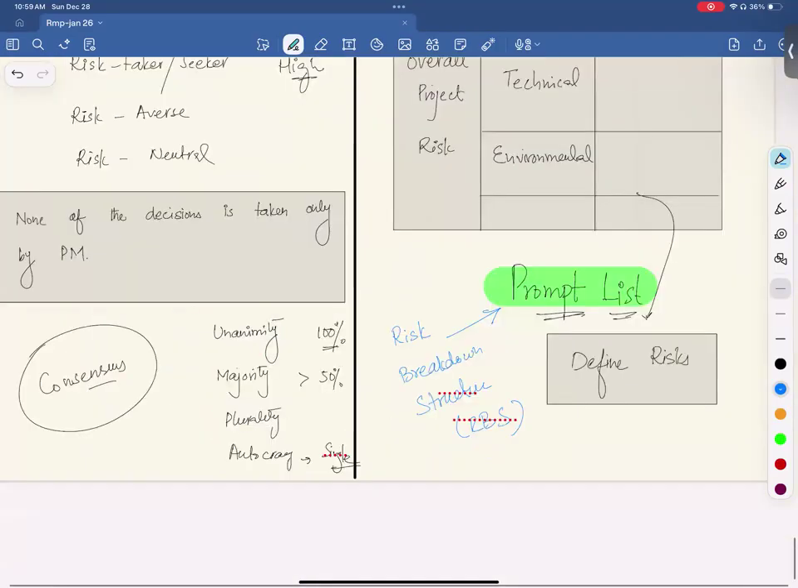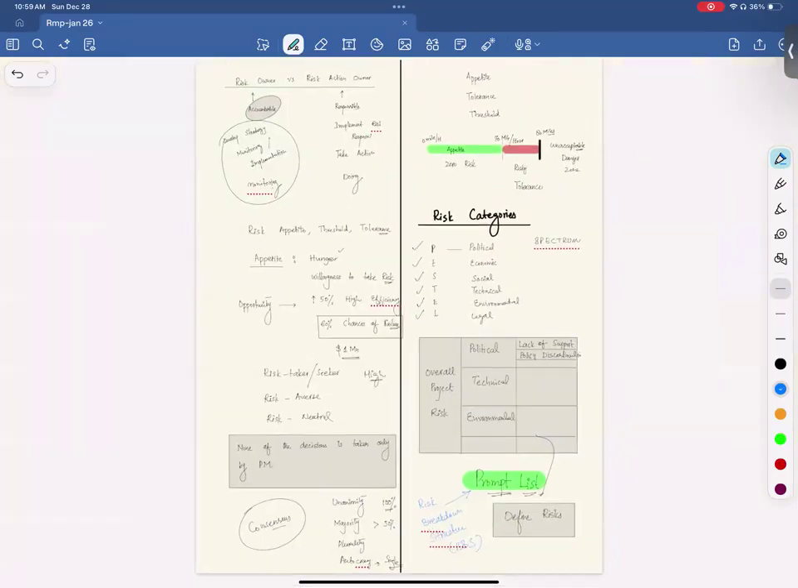Okay. So we define risk categories as well. What we have discussed so far in the risk management plan: you write risk-related processes, you define tools and techniques, you define risk-related roles and responsibilities, you define risk-related categories, you define appetite and other factors, threshold and tolerance for the stakeholders. We're still in the planning stage.